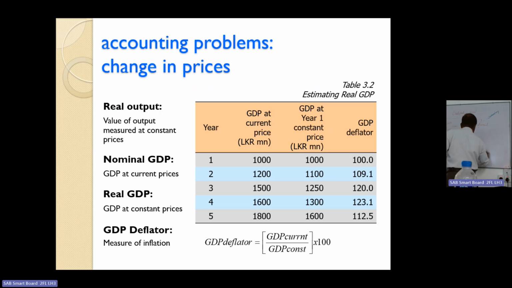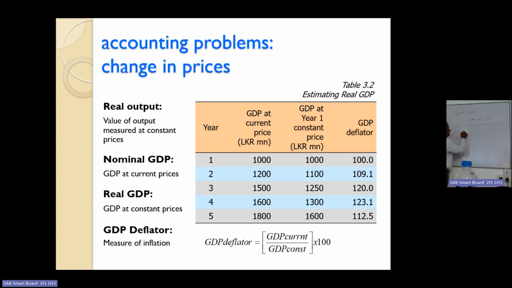Based on the base year price, the base year is 2016, right? Now the economy produced two products, A and B. If the economy produced two products, product A and B, how do we value the goods?